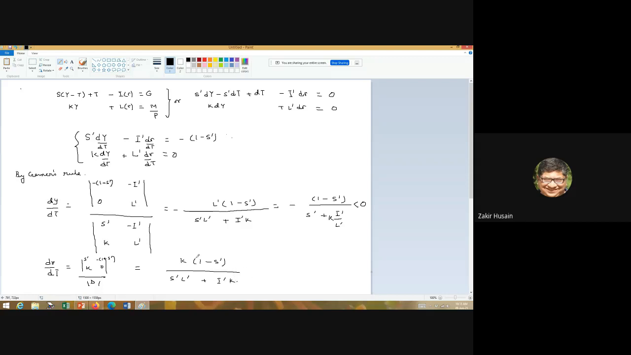Okay, so the numerator is positive, but both L prime and I prime are negative. So this means this term is also negative. So we can see using Cramer's rule that both dy/dt and dr/dt will be negative. And finally, we come to the classical and Keynesian case. So let's do the maths part first.